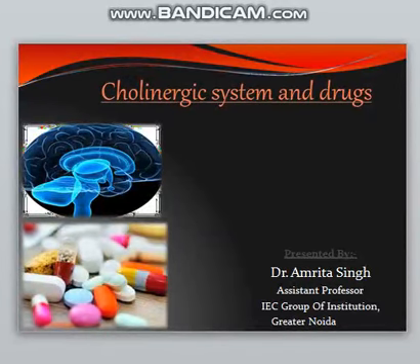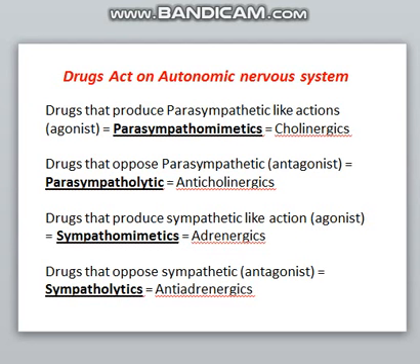Hello students, in today's video we see the cholinergic system and drugs. In the previous video we saw the classification, organization and function of the nervous system. There we saw that the autonomic nervous system is divided into the parasympathetic and sympathetic nervous system. According to the action, whether it acts as an agonist or antagonist, they are classified into four.